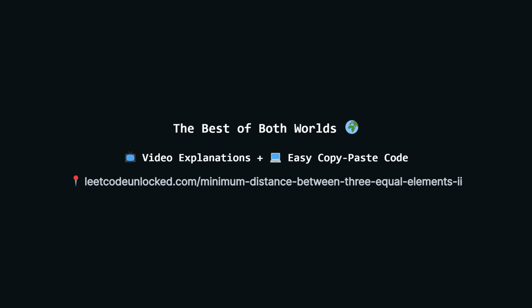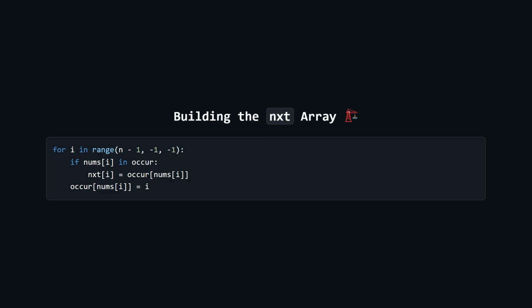Now let's get back to how this logic actually works under the hood. This first loop builds our map. By going backwards when we are at index I, we check our occurrences dictionary. If the number is there, that's the next time it will appear as we move forward. We save that index and update the dictionary for the next number we encounter.